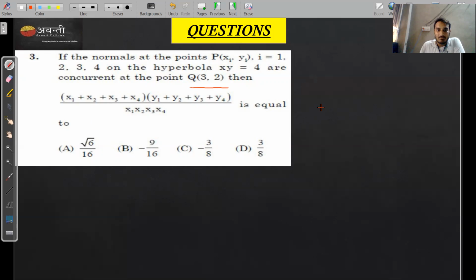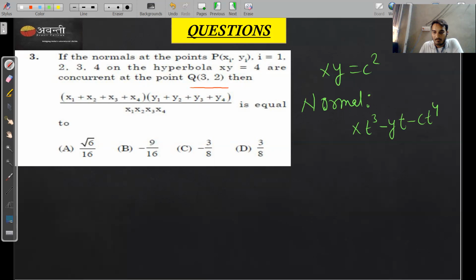Tell me first of all, for hyperbola xy equal to c square, we all know, what is the equation of normal? I write this. Equation of normal would be xt cube minus yt minus ct raised to the power 4 plus c equal to 0. Yes or no? Right?